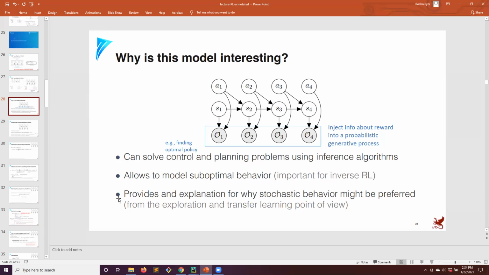We will also look at this more later, for why this kind of stochastic behavior might be preferred.